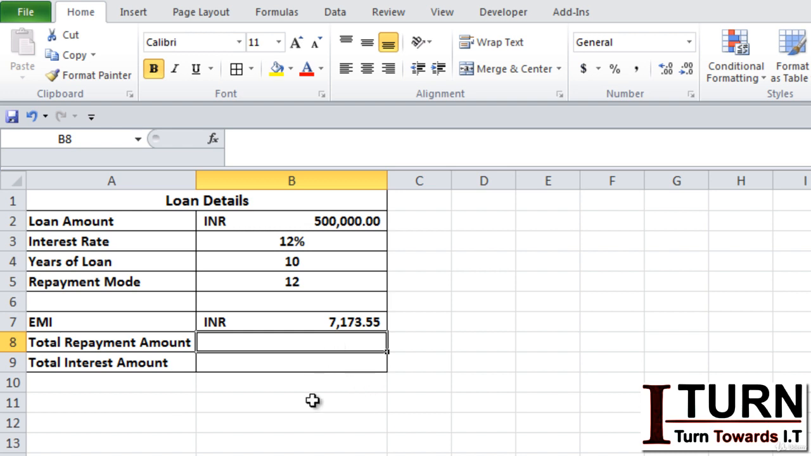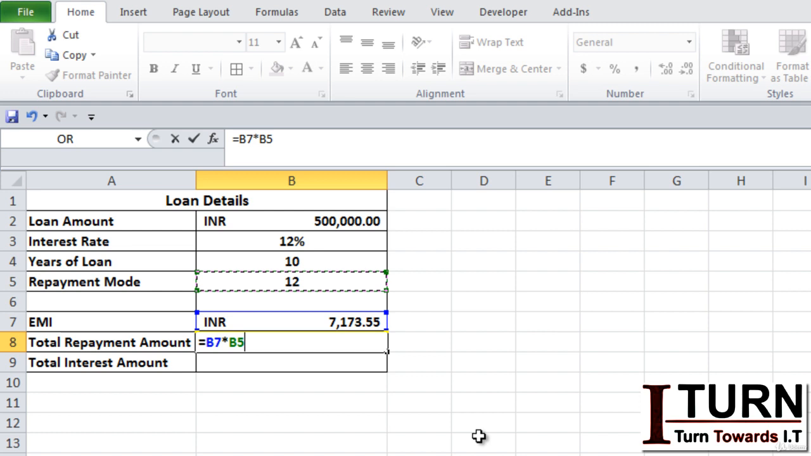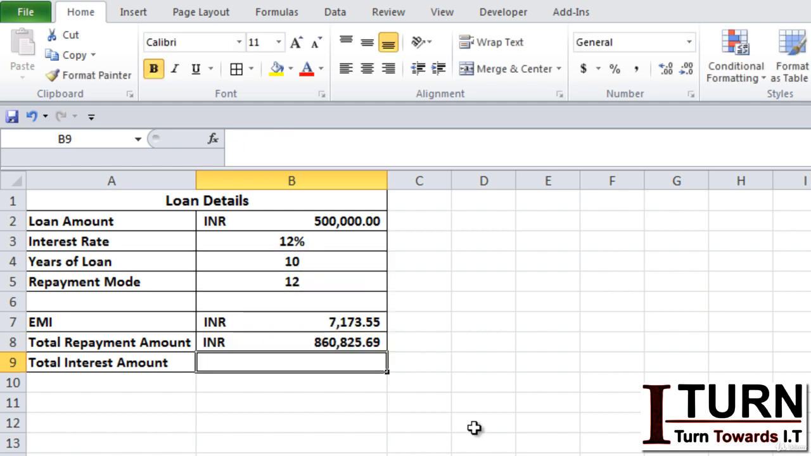What is the total repayment amount? It's very easy to calculate. Equal to, this is the EMI amount into repayment mode. This means every year I'm going to make the payment 12 times, and into number of years. This will tell me that on 5 lakh rupees you will have to give a total repayment amount of 8,60,825.69. And what's going to be the interest amount?